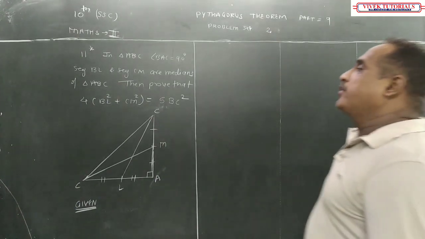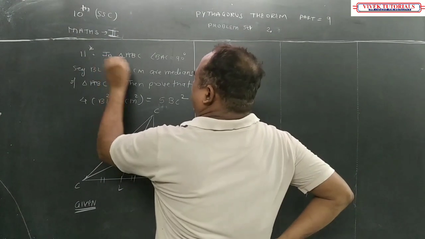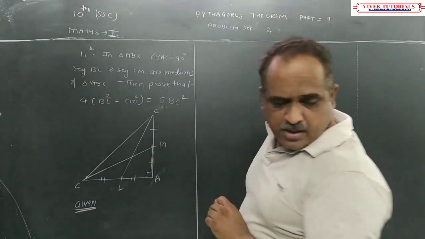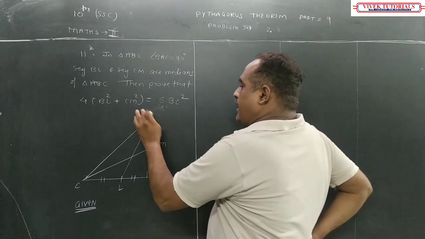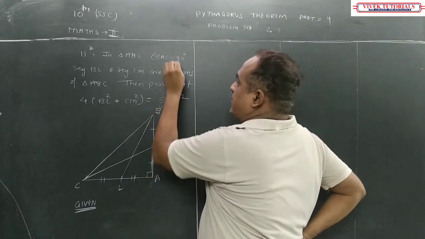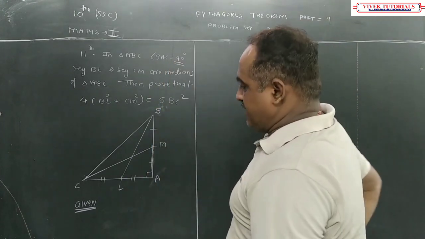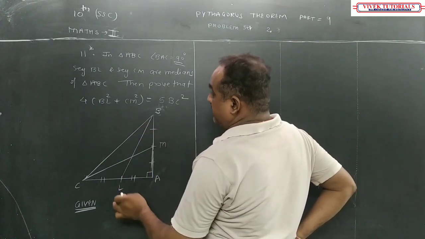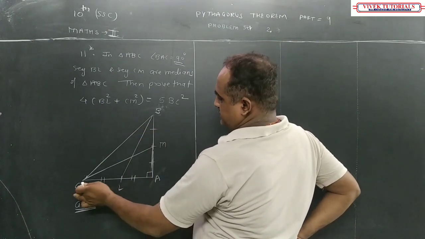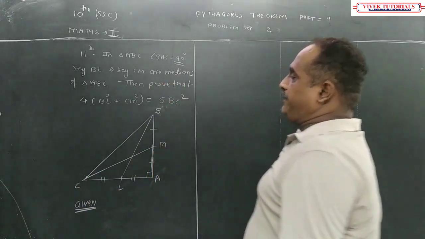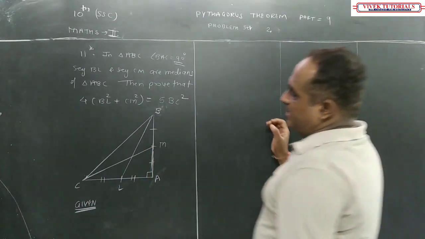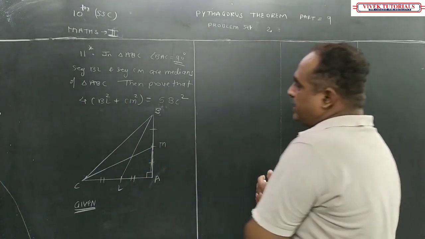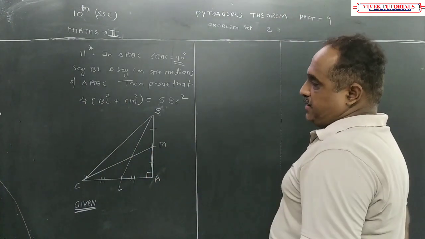Okay. Now we are on to question number 11. In triangle ABC, measure of angle BAC is equal to 90 degrees. Segment BL is a median as well as CM is a median of triangle ABC. Then prove that 4 in bracket BL square plus CM square is equal to 5 BC square.